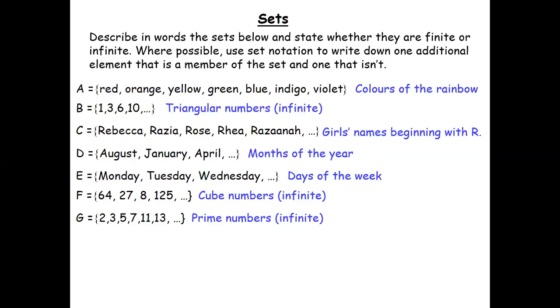Set E is the days of a week. Set F are the cube numbers, and there again are infinite. And G are your prime numbers. Again, a set which is infinite. So the three infinite sets here are set B with triangular numbers, F cube numbers, and G the prime numbers. And remember, infinite means it goes on forever, whereas girls' names beginning with letter R, there's only so many. There's not an infinite set of girls' names beginning with R.